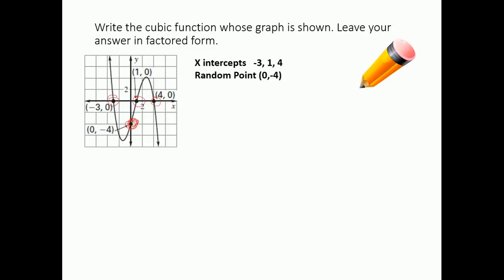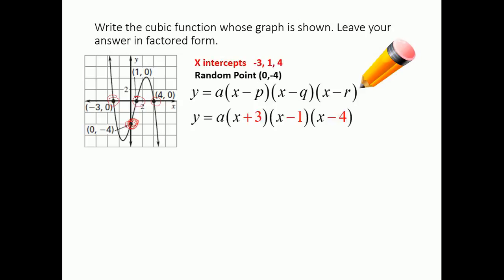First things first, let's remember our equation: y equals a times x minus p times x minus q times x minus r. Now I can take my three x-intercepts and plug them in for p, q, and r. Notice, guys, that it's basically however you would have solved to get that -3. It would be x plus 3, because if I set that equal to 0 and solve, I would have gotten -3. So you're always going to want to put in the opposite into your parentheses when you make your factors.